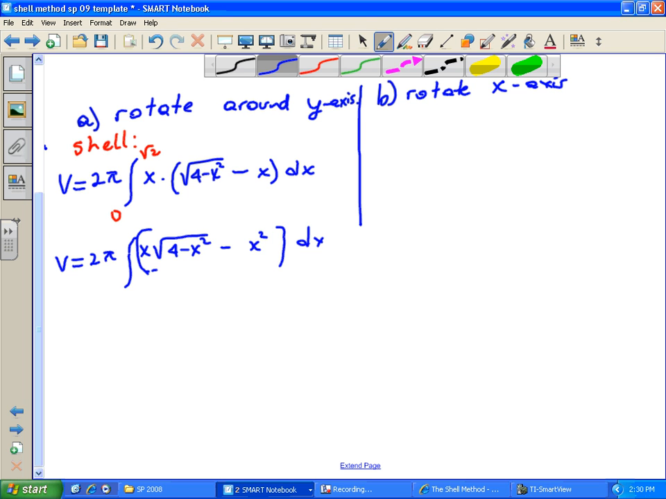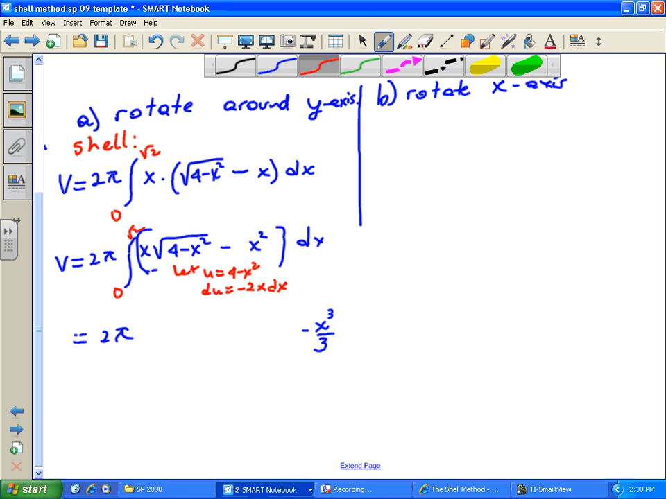Same limits, 0 to root 2. To integrate the first part, guess which technique we're going to need? Use substitution, right? And the second part, the integral, is very simple. The integral of x squared is just negative x cubed over 3. To integrate this portion, let u be equal to 4 minus x squared, so du equals negative 2x dx.